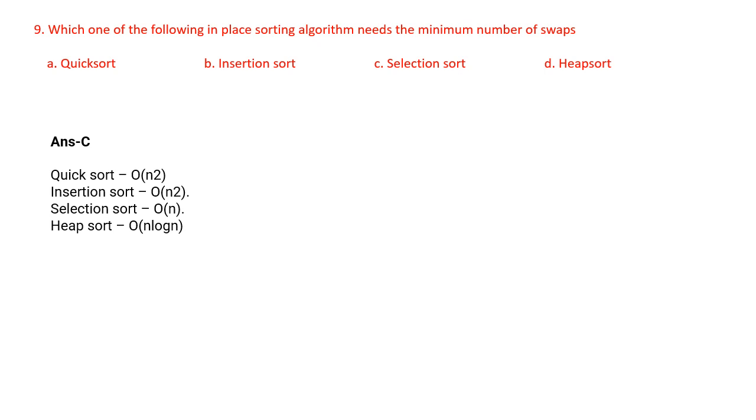Insertion sort will have order of n squared swaps. Suppose we have a decreasing order array. When we apply insertion sort, for every element it will swap and go to its original position.